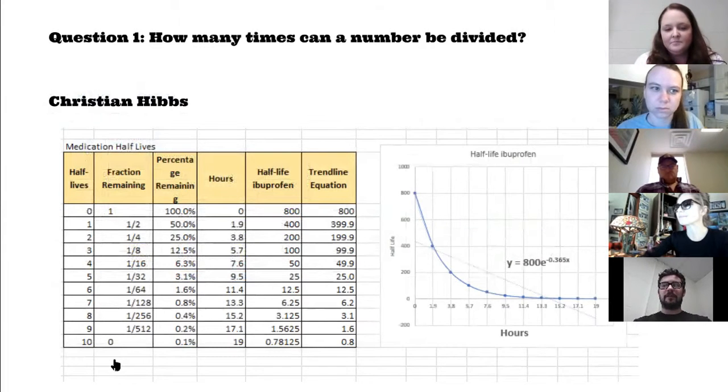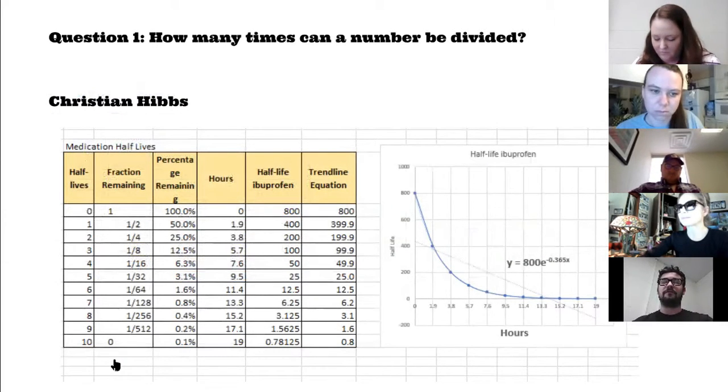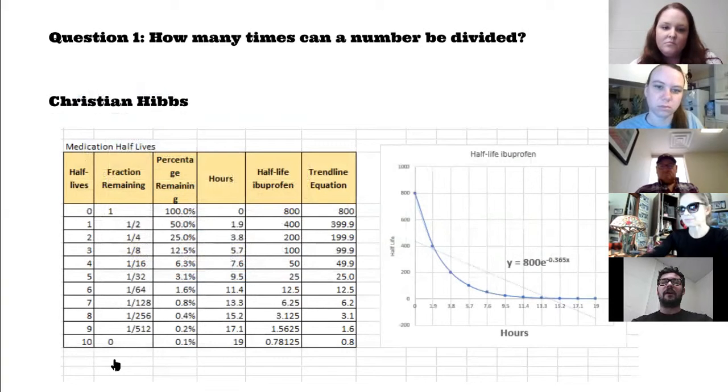I did this question because a lot of people are talking about the half-lives of medication, and that's very useful. So then you can see when to take medication and when not to, because you don't want to take too much if you still have some medication in your system. So I went with how many times can a number be divided, because that's what we did with these half-lives. And what we found out is a number can be divided infinitely. It just keeps going down to a fraction of a fraction of a fraction, but it will never be zero. So a number can be divided an infinite amount of times.